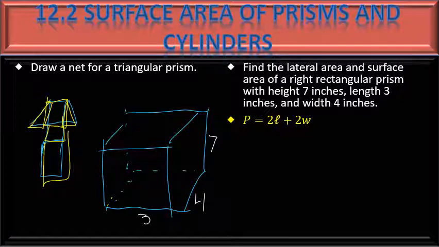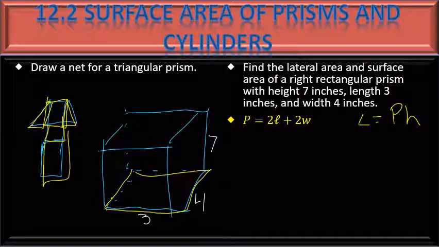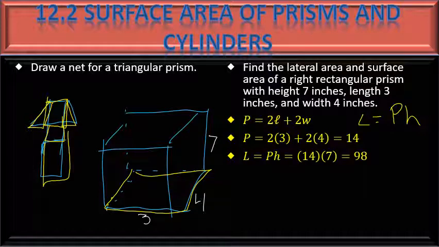Alright, if I'm going to find the lateral area, remember lateral area is perimeter times height. So I need to find the perimeter. Perimeter of a rectangle, which is our base here, is 2 lengths plus 2 widths. So it'll be 2 times 3 plus 2 times 4, which is 14. Our lateral area is the perimeter times the height. So it'll be 14 times 7, our height's 7, which is 98. So the lateral area of this right rectangular prism, otherwise known as a box, is 98.